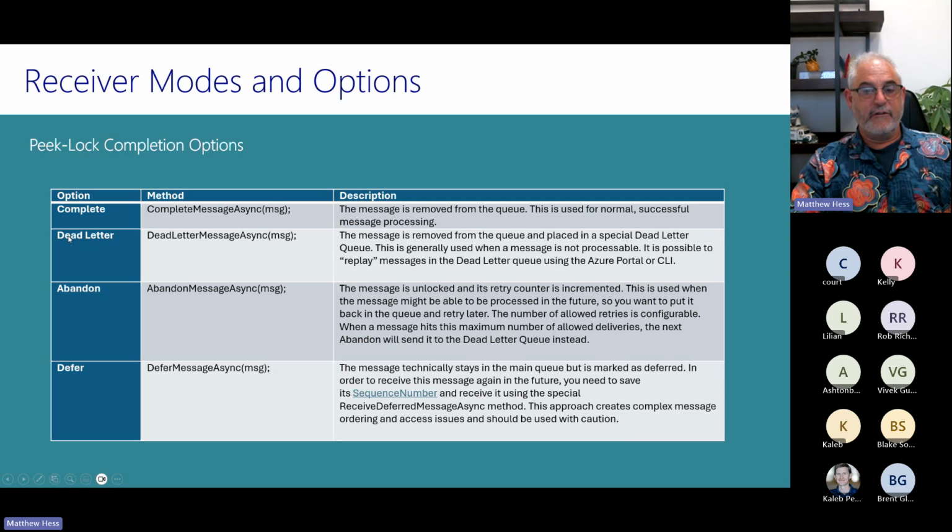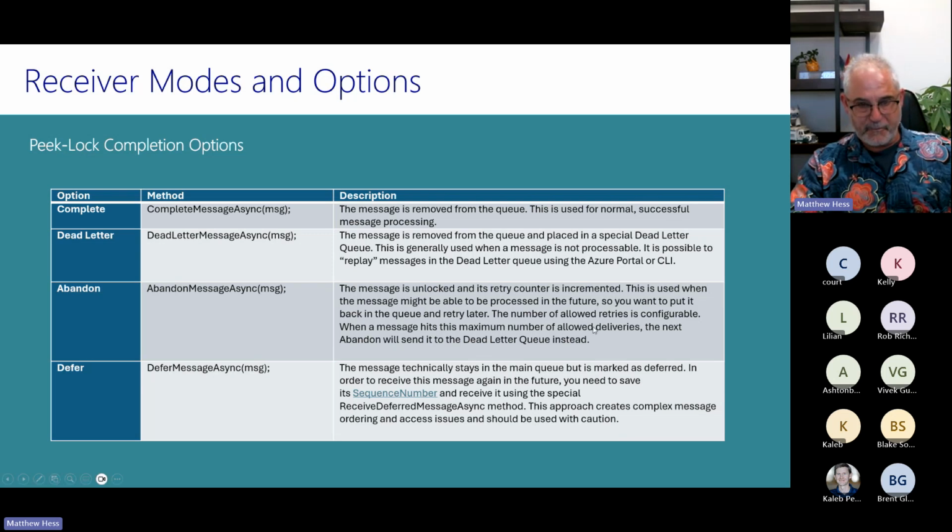Your next option is called dead letter. So you call DeadLetterMessageAsync. In this case, the message is removed from the queue, and it's placed in a special dead letter queue. You saw the count earlier in the screenshot. This is generally used when the message is not processable. You're like, that's bad, can't do it. For example, we'll talk about poison messages. You may have heard that term. Poison messages need to go to the dead letter queue. It's possible to replay your dead letter queue using various tools on the portal and the Azure CLI. So they're not gone forever, and you can put them back in the queue and rerun them if you want to.